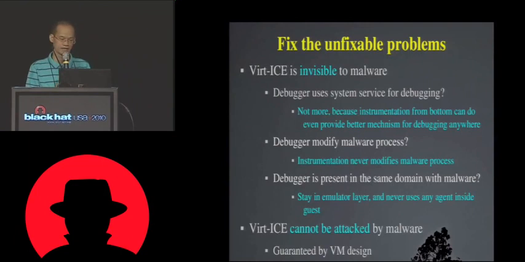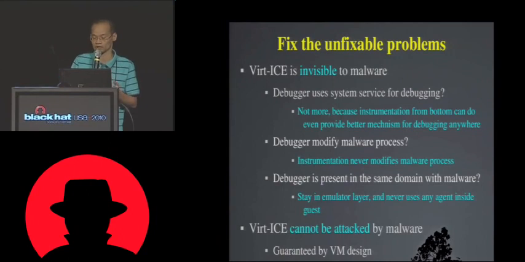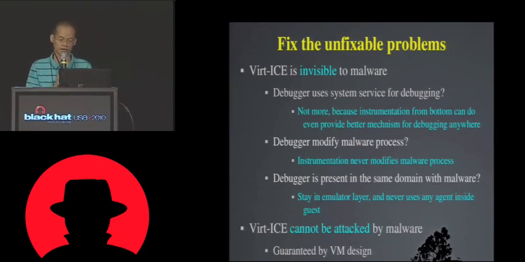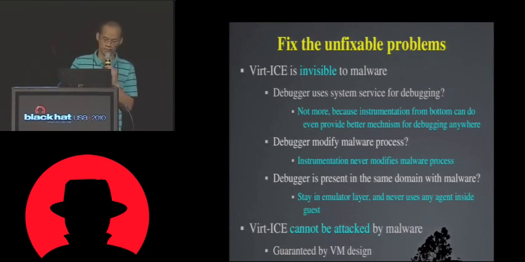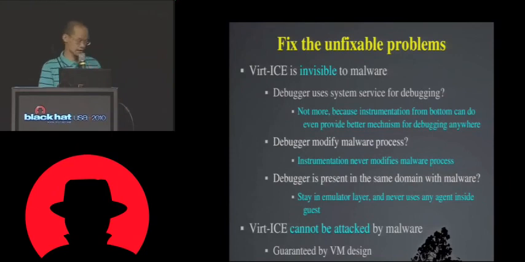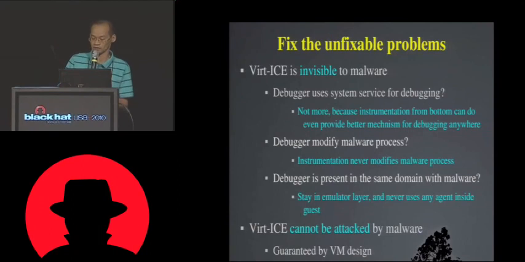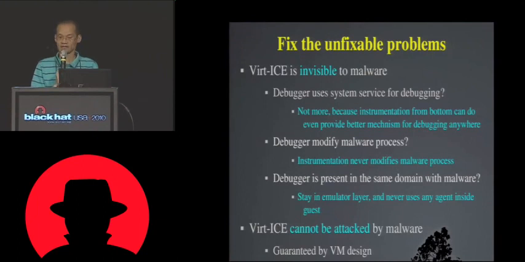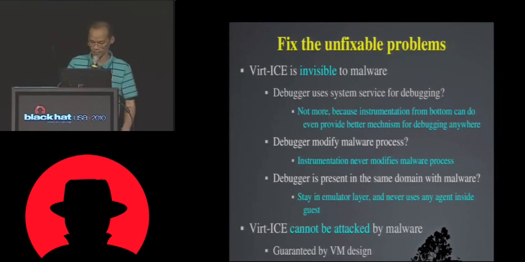So you can see that VirtICE is invisible to the malware. Why? Because a normal debugger uses system services for debugging, right? But VirtICE doesn't use system services, because we use instrumentation from the bottom layer, and we can even have better techniques for debugging. Second problem, the normal debugger modifies the malware process. VirtICE doesn't do anything like that, because instrumentation at the bottom layer never modifies the malware process. We don't need to modify the malware process, and we don't need to inject software breakpoints into it.